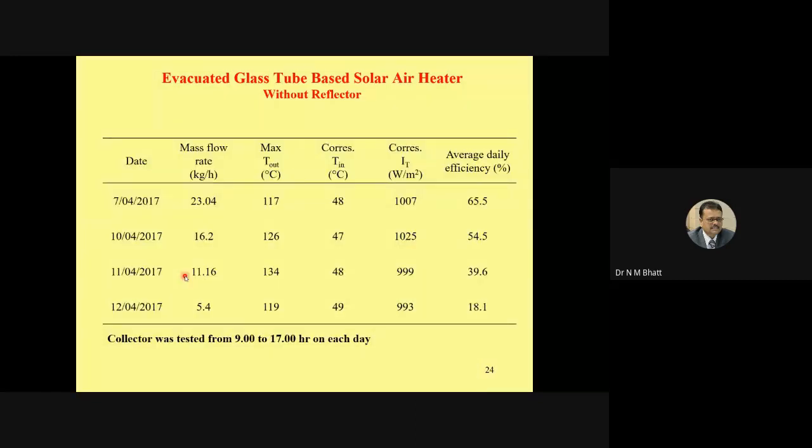So we performed the experiment with 3 different mass flow rates, and a temperature as high as 134 degrees centigrade was obtained at insolation of around 1000 watt per meter square. Of course, as you see, I will elaborate only this one collector because now we have already crossed the time limit of 115.